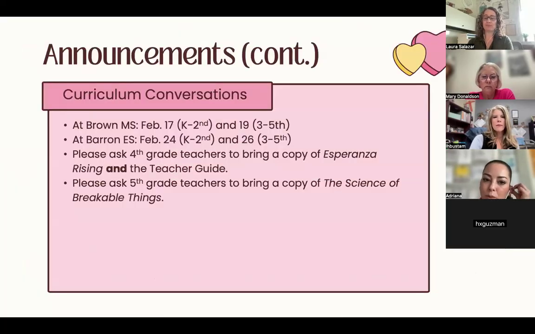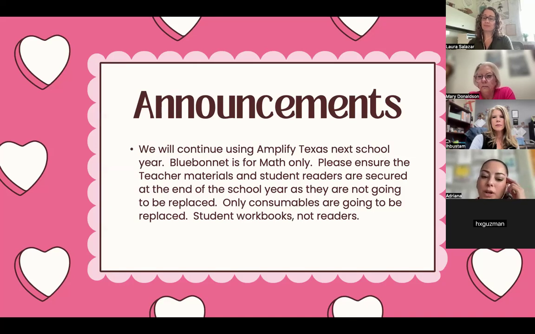Laura, can I ask you something real quick? Mm-hmm. Regarding the materials for Amplify, since we're closing, does our AP know what to do? Are they collecting those? Are we supposed to, do you know anything about that? Those materials will need to be collected by the warehouse. So the warehouse will pick up those materials.